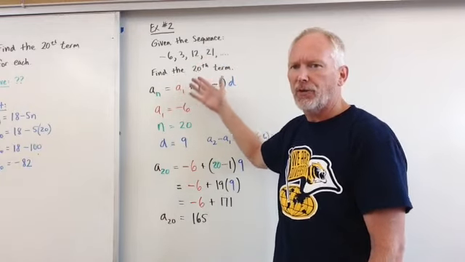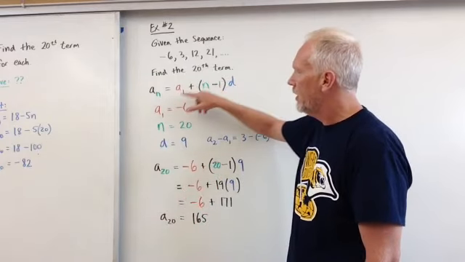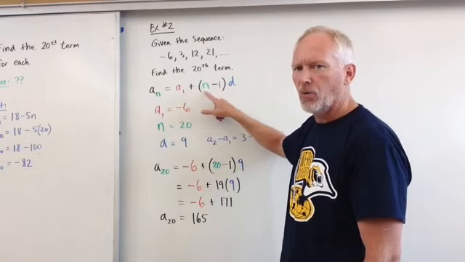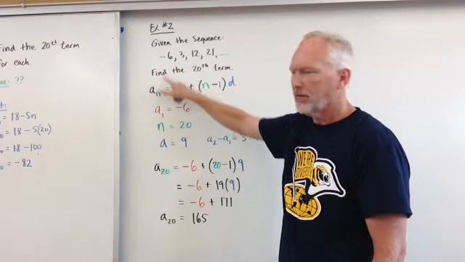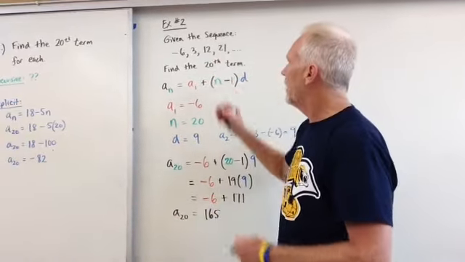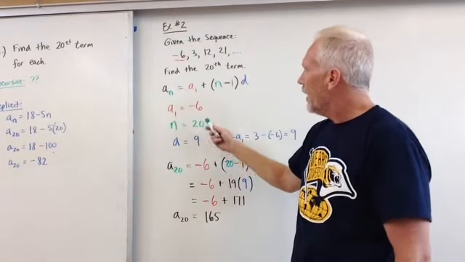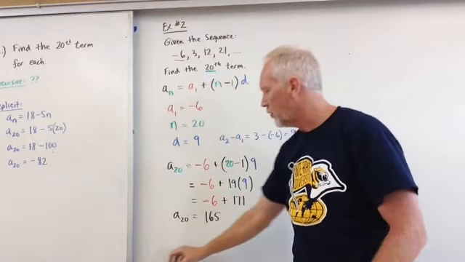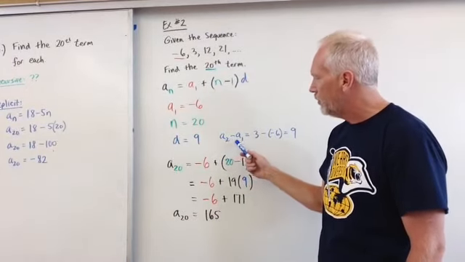21, find the 20th term. Well, wow, we have to find a lot of things here, don't we? Well, let's go back over the list. A sub n is equal to a sub 1 plus n minus 1 times d. Our a sub 1, that's negative 6. Okay, so we have that. N, we want the 20th term. How I get n, they told me, find the 20th term.